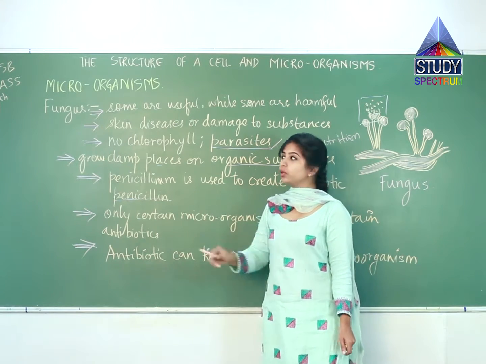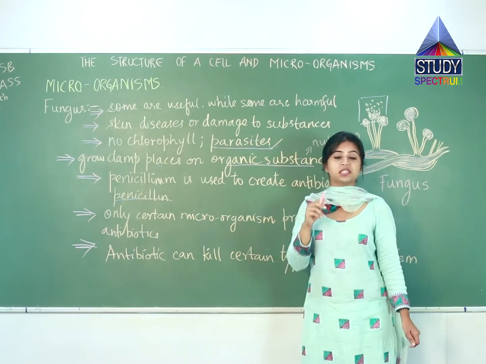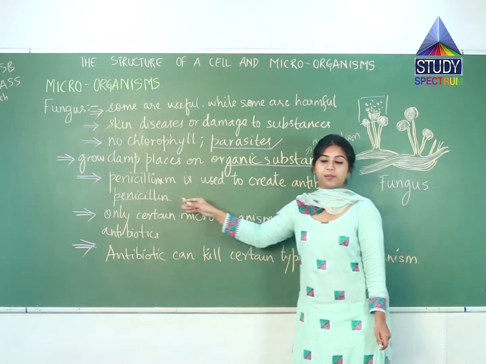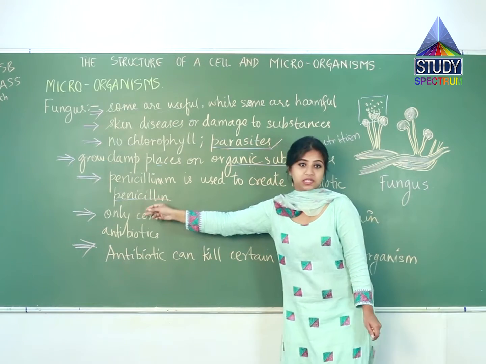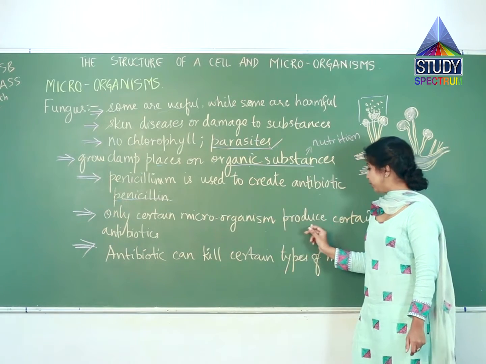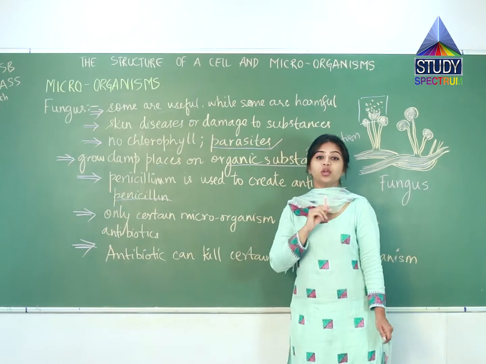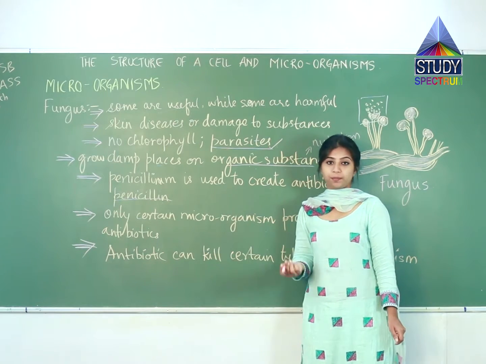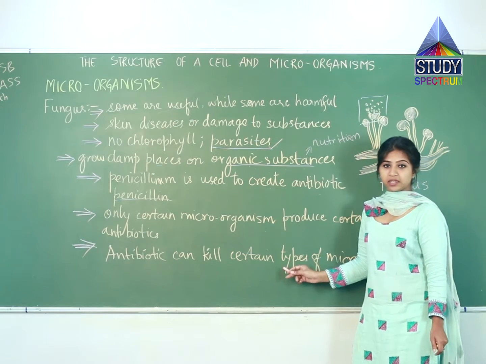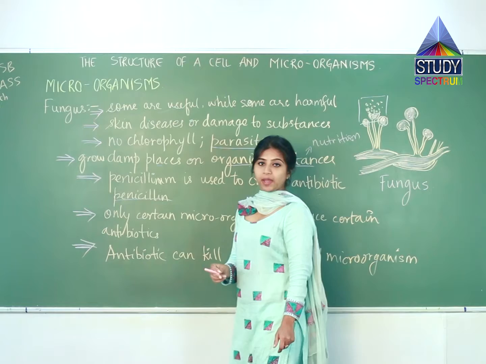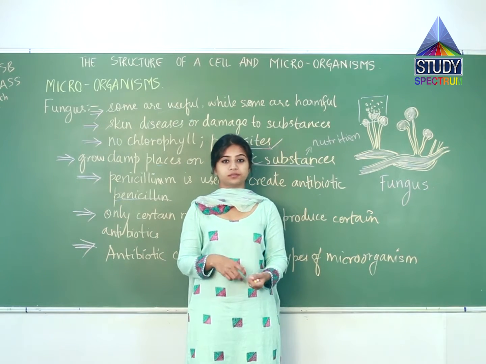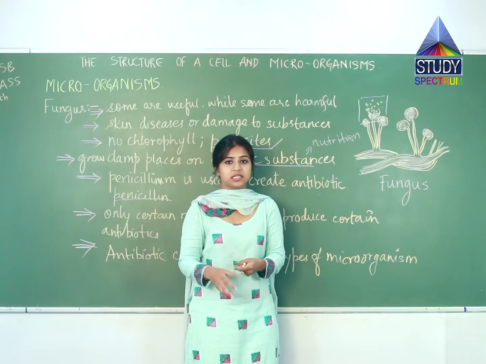Now, I told you in the start that there are some funguses that are useful too. One of them is the Penicillium fungus that produces an antibiotic named Penicillin. Only certain microorganisms can produce certain antibiotics. Not all are capable of producing antibiotics. And antibiotics are those substances that can kill certain types of microorganisms that cause illnesses, diseases, and outbreaks.